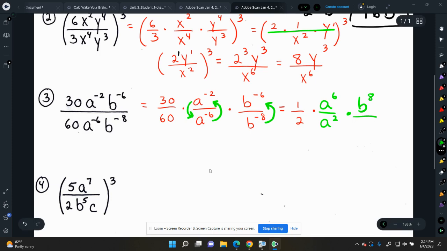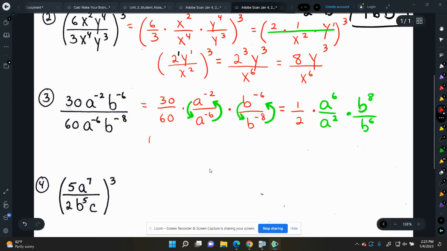And what happens with this negative 6? It moves down. If it's a negative exponent, we move it. Yep. Oops, it's positive. Yeah, that's okay. There's other ways of doing it. I just don't want to confuse everybody with multiple ways, okay?